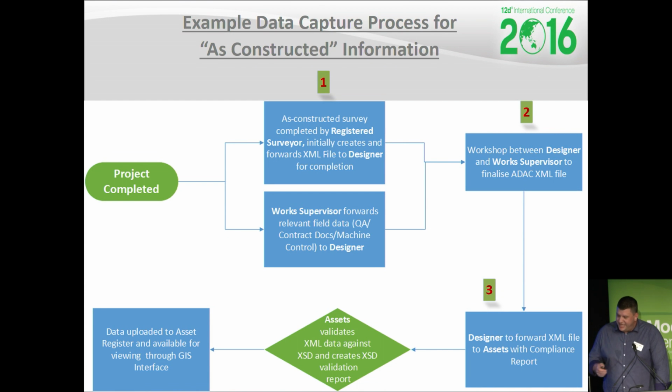So here's an example of how we created our as constructed workflows. This was, I think, the first iteration. Once the project is complete, as-con information is collected via two sources. One, by the surveyor, and two, from the work supervisor, or what do they call them? ATS operators, sorry. I don't know what that acronym means at the moment.